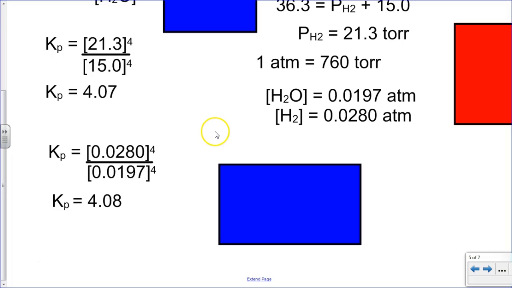So the point is that it doesn't matter which unit of pressure we use for Kp, whether we use atmospheres or torr or millimeters of mercury or some other kind of weird unit for pressure. As long as they're all the exact same, as long as we don't switch units within our equilibrium expression, the Kp, or the value of that equilibrium constant, is going to be the same.